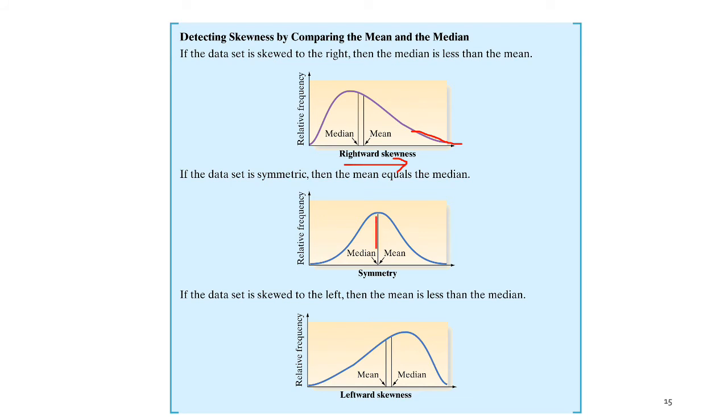When the mean and median are equal, we have a perfectly symmetrical distribution. However, in cases where you have a leftward skew or a negatively skewed distribution, the mean is going to be smaller than the median because, again, there are some extremely small values over on the left side that are pulling the mean away from the median.